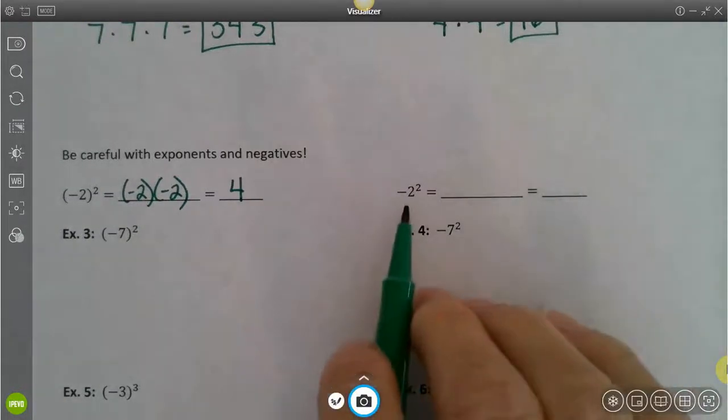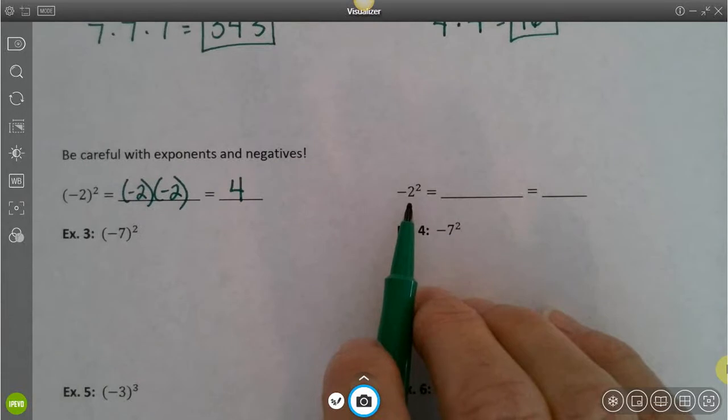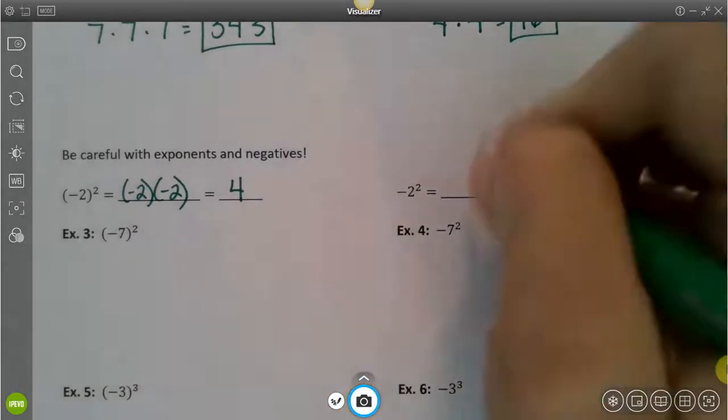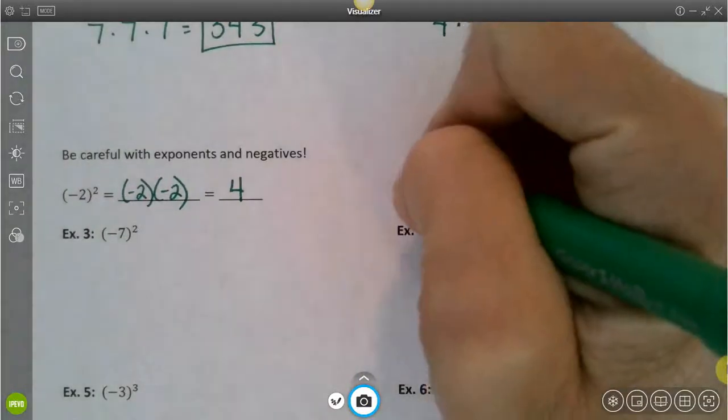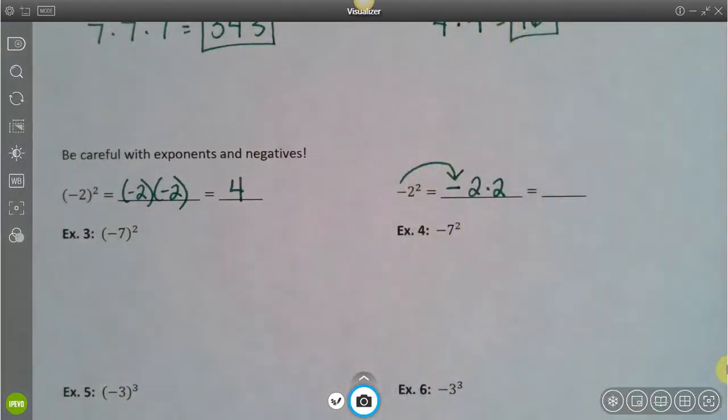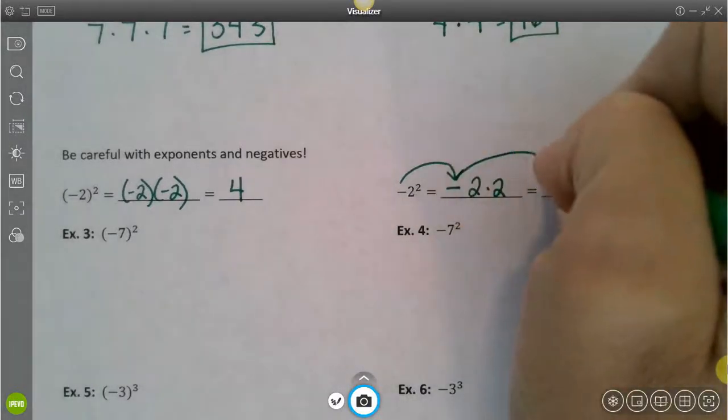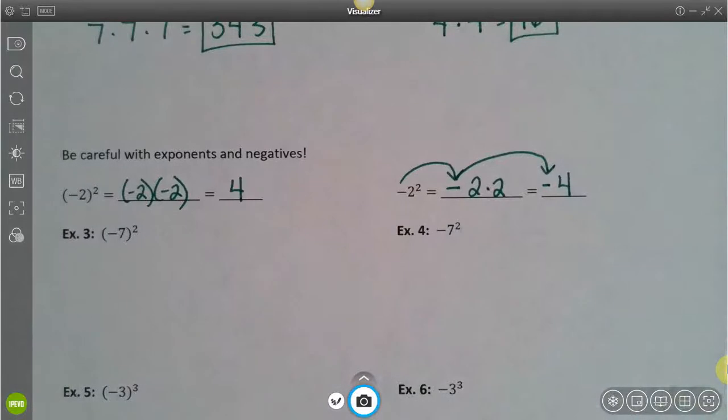But now this one over here, we've got negative 2 squared, no parentheses. So what this one is telling us to do is just square the 2, just multiply the 2 by itself, and then this negative in front is going to come along for the ride. So 2 times 2 is 4, but then when I carry that negative over, I actually get negative 4 for my final answer.